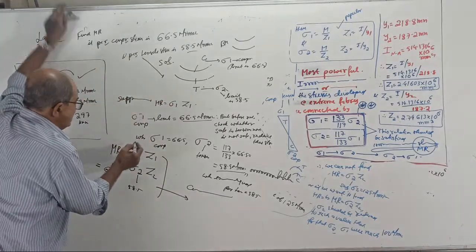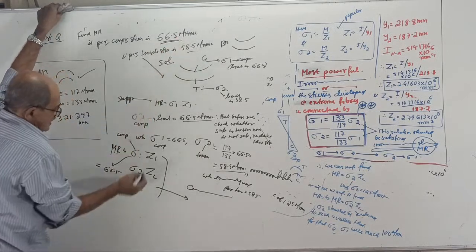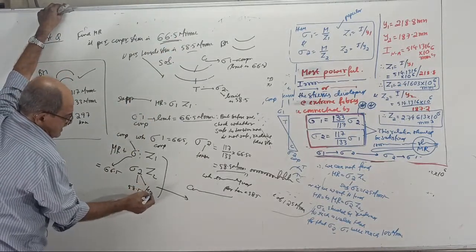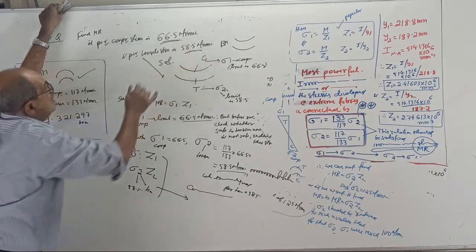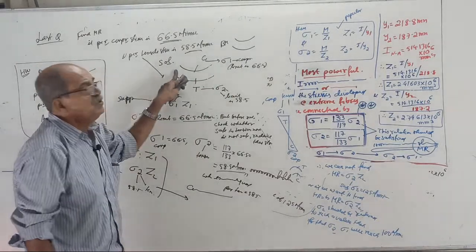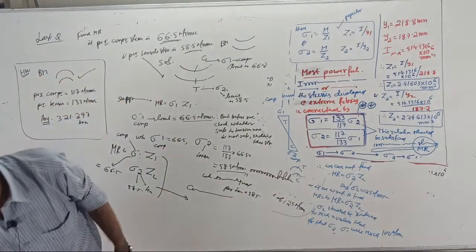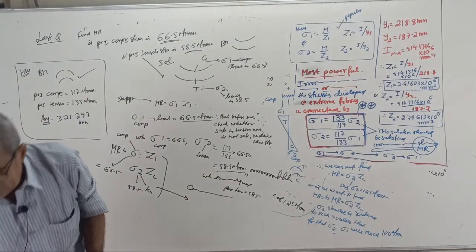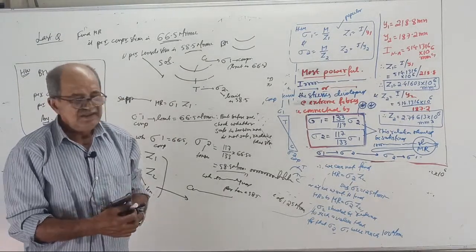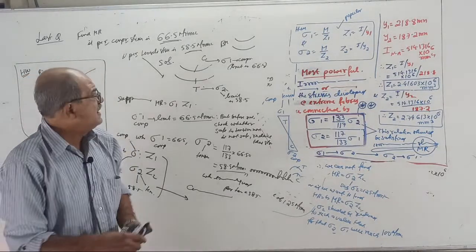If you use sigma 1 Z1, this is compression, use 66.5. If you use sigma 2, this is tension, use 58.5. If you use sigma 1, multiply by Z1. If you use sigma 2, multiply by Z2. Whatever you do, tell the answer. How much? Whatever equation, you do it yourself now.